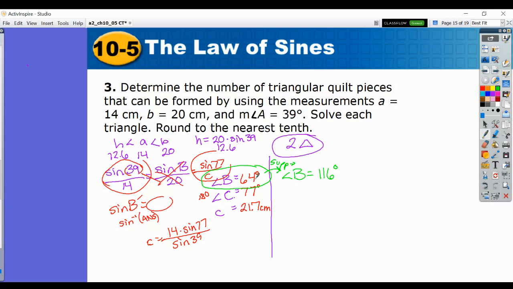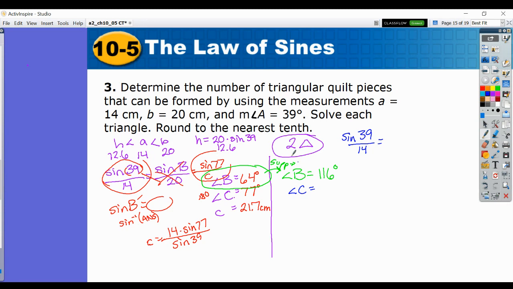Okay, now I'm going to completely ignore all these answers that I got before and just keep the original information and my new angle B, and I'm going to set up the problem again. So now I have sine of 39 over 14. I know angle B is 116, sine of 116 over 20. Those all have numbers, so there's no reason to put that there. How do I find angle C?